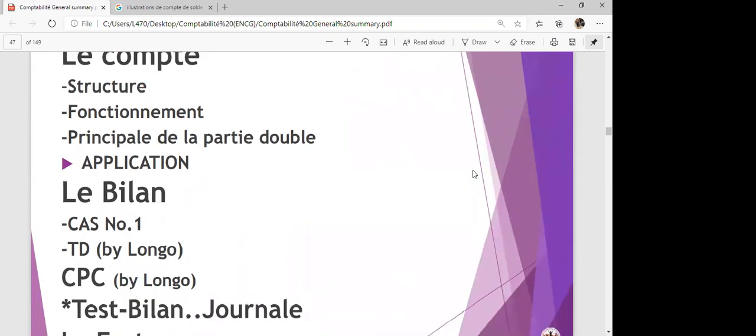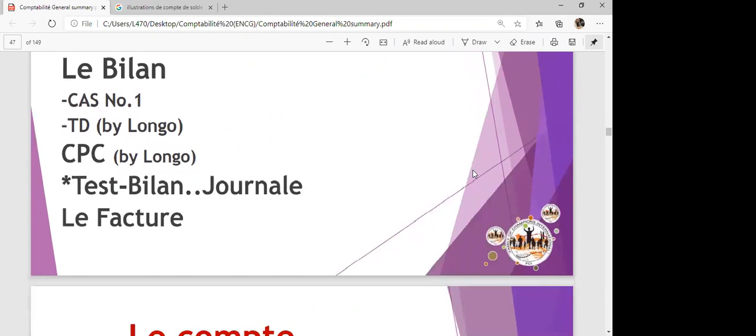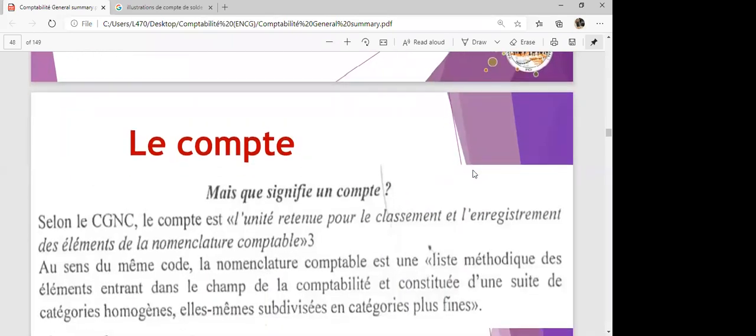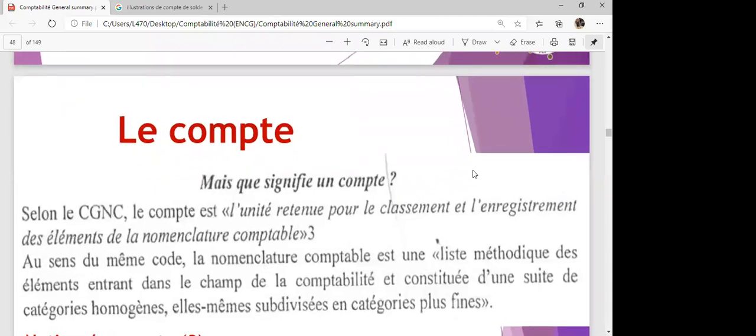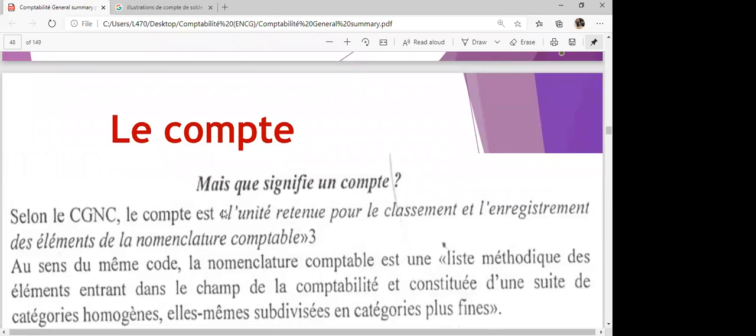So we move on to this chapter, which is le compte. Le compte, which is an account in English, and le bilan, which would be the balance sheet. So starting with le compte. The definition, mais que signifie un compte? Les unités retenues pour le classement et l'enregistrement des éléments de la nomenclature comptable. So, a compte is simply the smallest unit used to record accounting transactions. That's it with the definition.